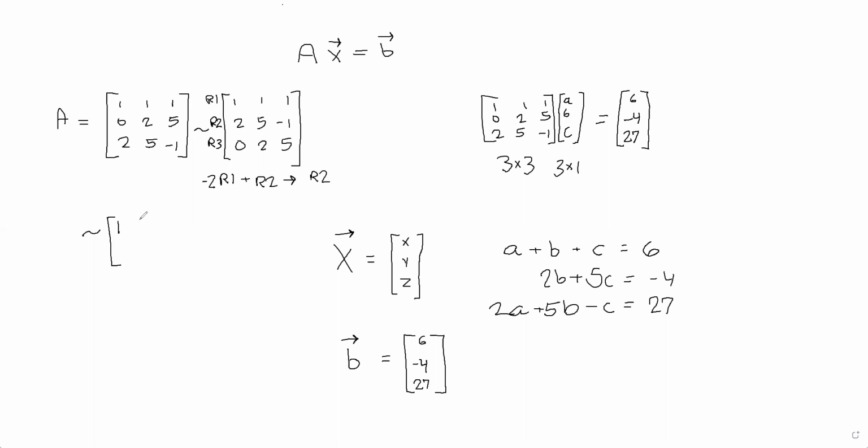So we have 1, and then 1, and then 1. And then I'm going to multiply this by -2. We get -2, and then I'm going to add 2 plus -2, which is 0, and I'm going to replace this 2 right here with the result. I'm going to replace it with 0. So then we have 5 plus -2, we get 3. Then we have -1 minus 2, we get -3.